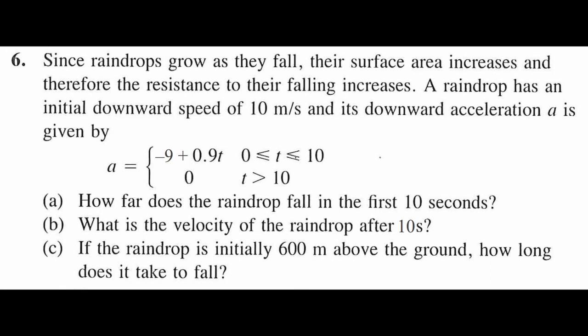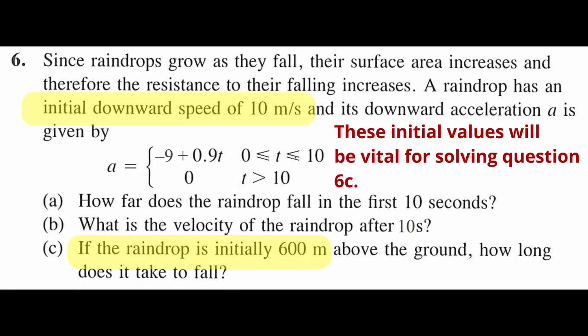A raindrop is falling. It has an acceleration function defined piecewise as -9 + 0.9t from 0 to 10 seconds, including the endpoints, and also an acceleration of 0 after 10 seconds. We are told the initial values for the velocity and distance of the raindrop. So using all this information provided, question 6C is to figure out how long it takes for the raindrop to hit the ground. But how do we go about this?